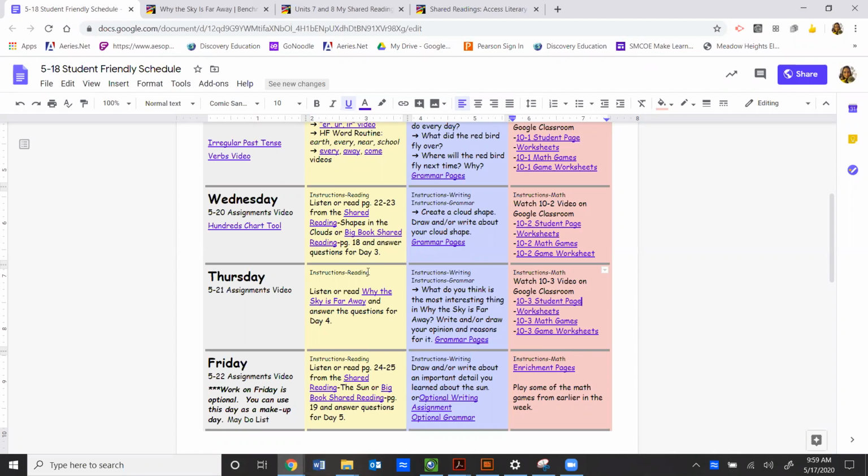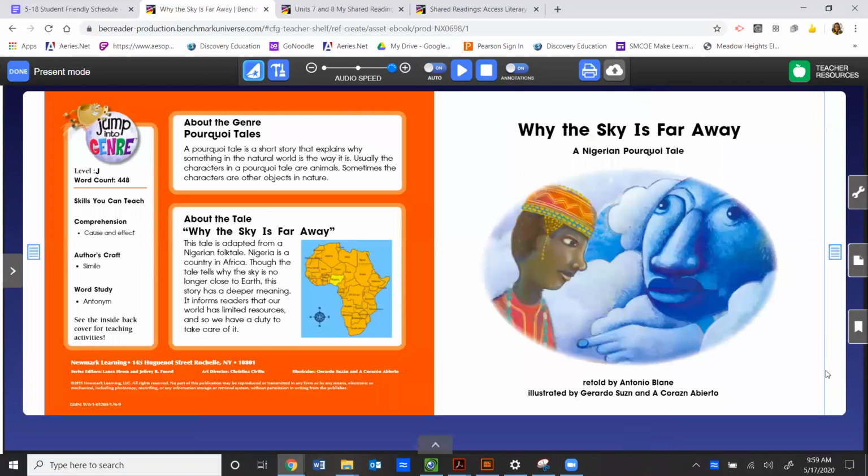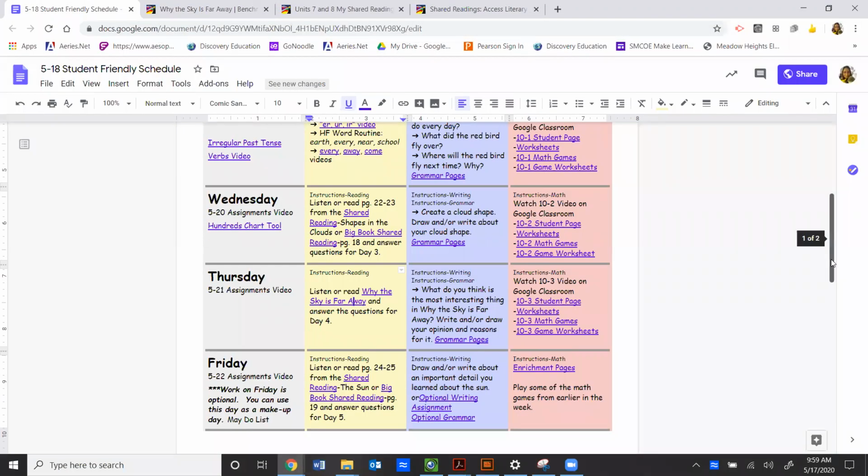So if you click on this link, it'll take you to the book. I already have it opened, Why the Sky is Falling. Remember, you can click the auto on button and then press the play button to have the entire book read to you. I would start on page 2. You don't need to have those other pages read to you. Okay, so now let's go and see what the questions are that we're going to be answering.